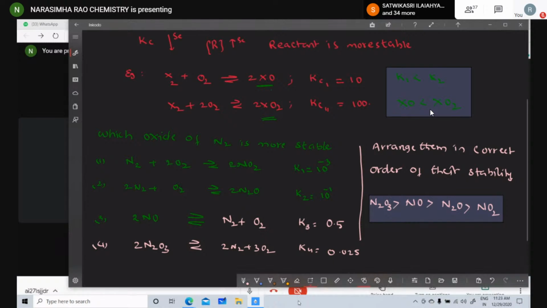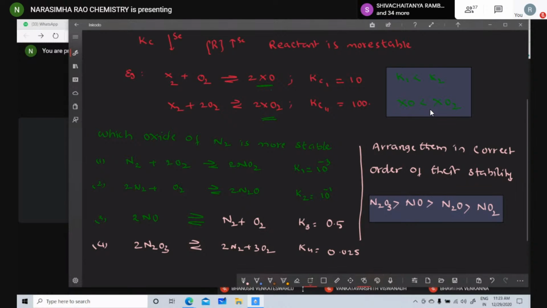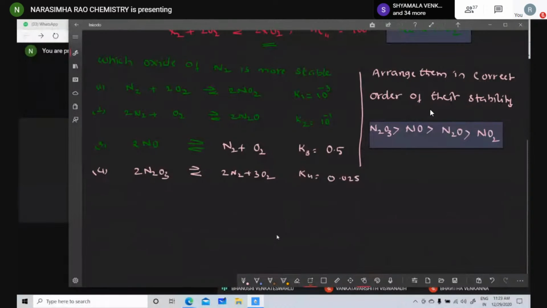Clear now? Understand now my concept, Banu? Understood, sir. Right. Now I am going to the next one, children, extent of reaction. First one was stability. Second application is extent of reaction.